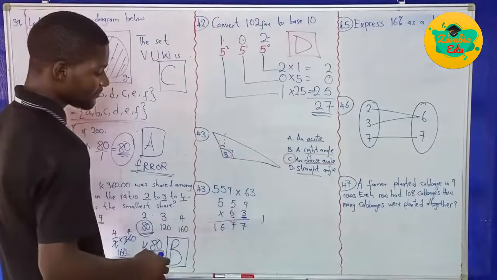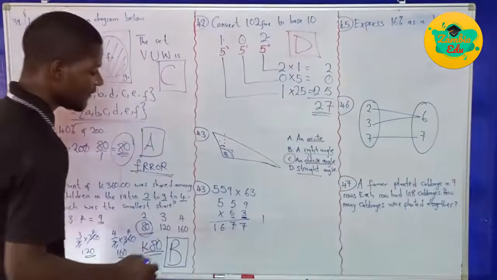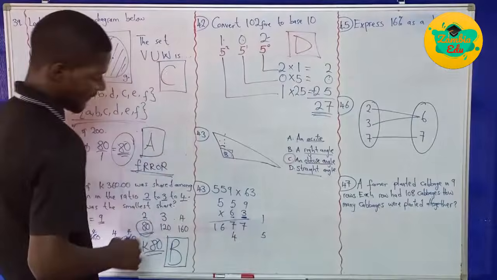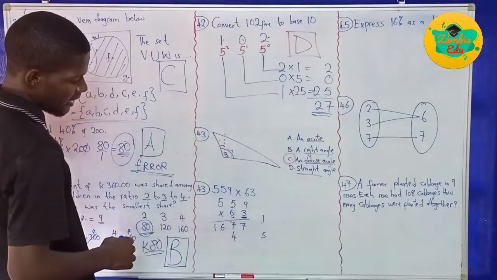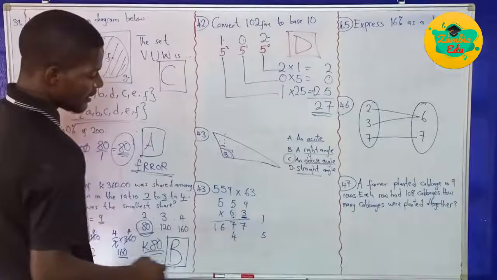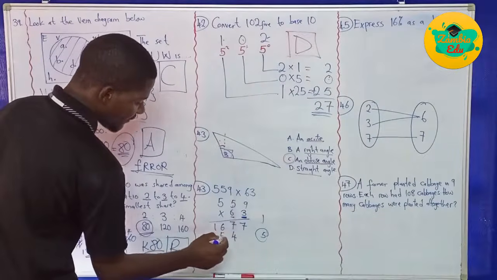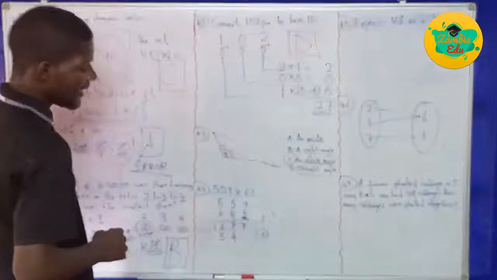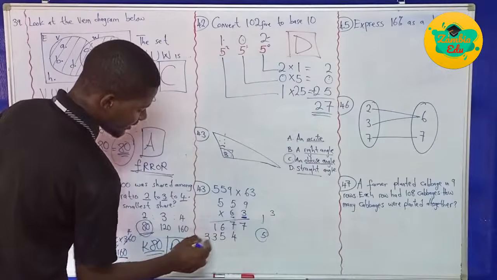6 times 9 should be able to give us 54. So you write a 3, you carry a 5. All right. 6 times 5 is 30, plus the remainder 5, you have 35. So 5, carry another 3. 6 times 5 is 30, plus the remainder 3, you have 33 in that way.